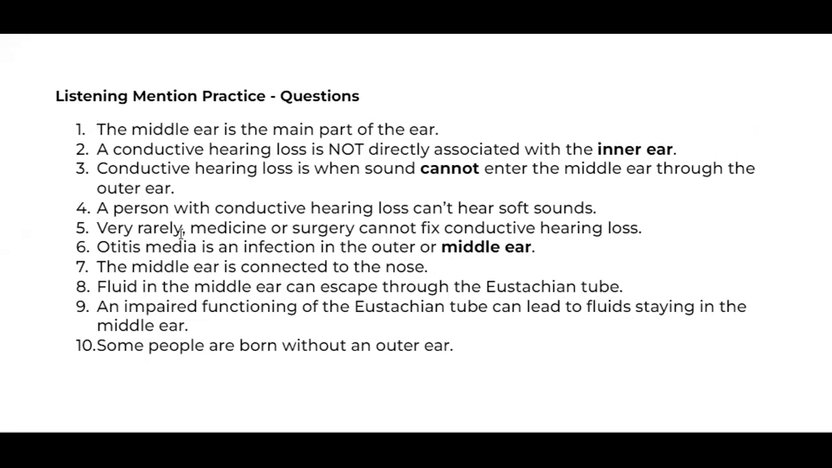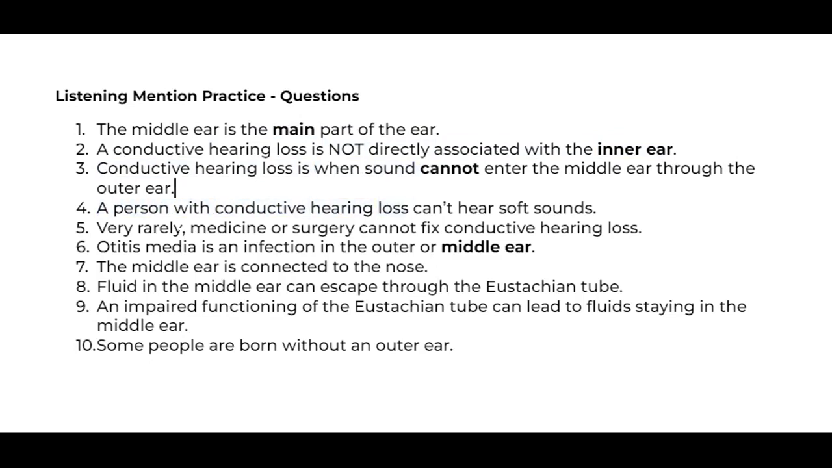Your ear is made up of 3 parts: the outer, the middle, and the inner ear. A conductive hearing loss happens when sounds cannot get through the outer and middle ear. It may be hard to hear soft sounds. Louder sounds may be muffled. Medicine or surgery can often fix this type of hearing loss.